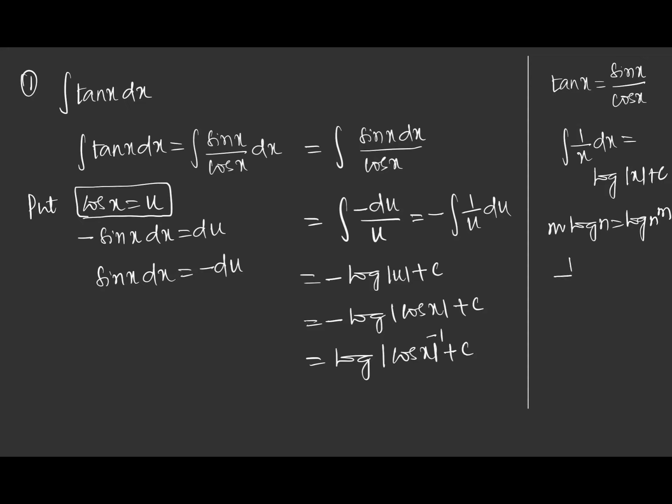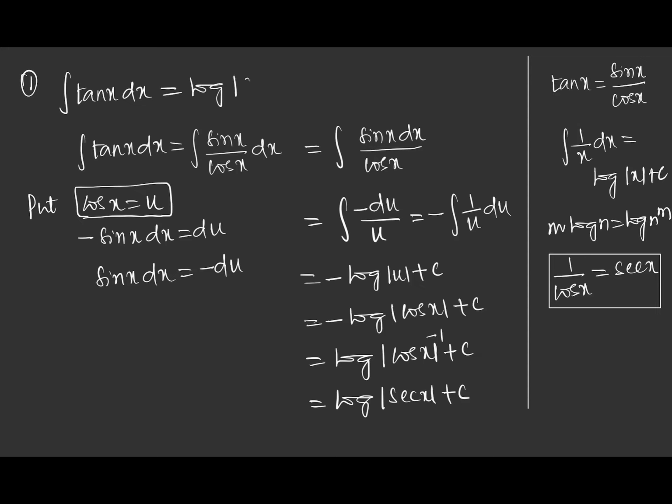We know that 1 by cos x, the reciprocal of cos x, is secant x. So this equals log mod secant x plus c. Therefore, the integration of tan x is log mod secant x plus c. So this is the integration of tan x, which can be obtained by the method of substitution.